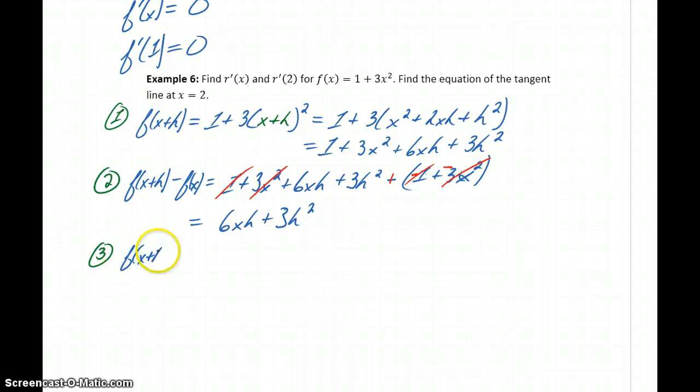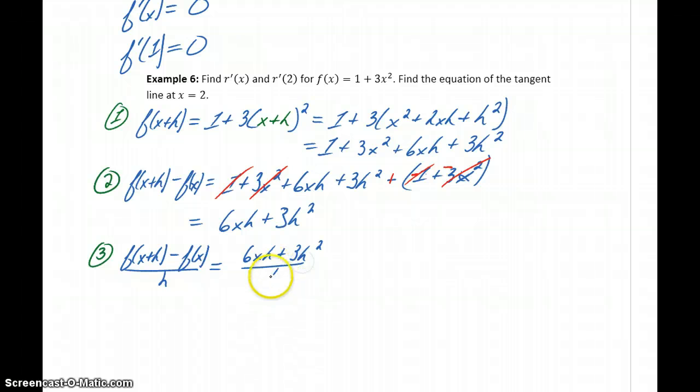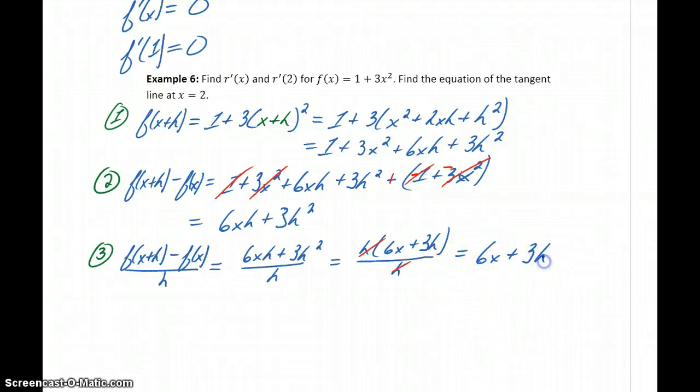Then in step 3 we want to find f of x plus h minus f of x divided by h. So taking this result that we already have and dividing it by h. Since we have an h that's common in the numerator, we can factor that out to rewrite this as h times the quantity 6x plus 3h, all over h, which means the h's will cancel, leaving us with 6x plus 3h.